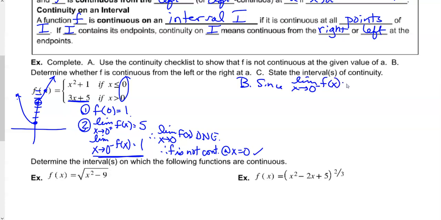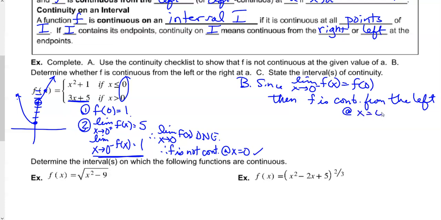then, sorry for the delay, f is continuous from the left at x equaling 0. Okay, so coming in from the left, as I approach 0 from the left, that is equal to the function value that we found in part 1, or part A.